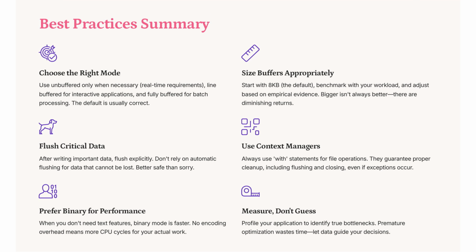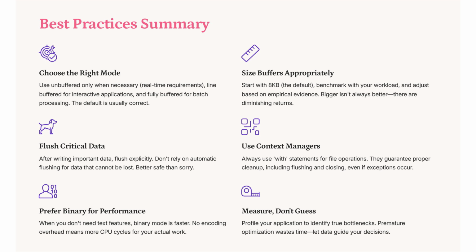Select the right buffering mode: unbuffered for real-time, line buffered for interactive, and fully buffered for batch tasks. Start with an 8 KB buffer. Adjust based on benchmarks. Always flush critical data manually. Use with statements for file operations to ensure cleanup. Opt for binary mode for speed when text features aren't needed.